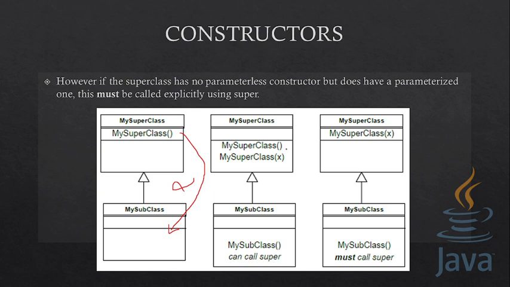For the second example, we have two types of constructors: a default constructor with no parameters, and a constructor with parameters. The subclass can still work, but if it does not declare super, it automatically calls your parameterless constructor, your default constructor.